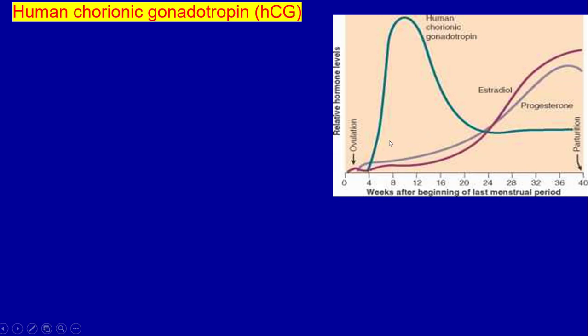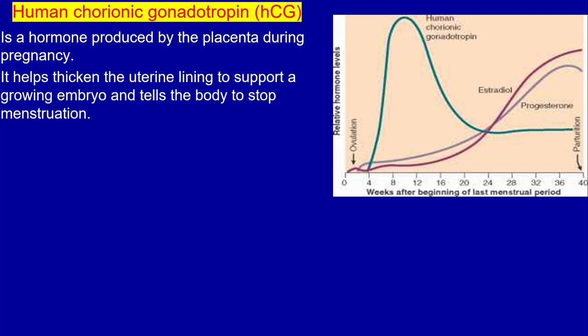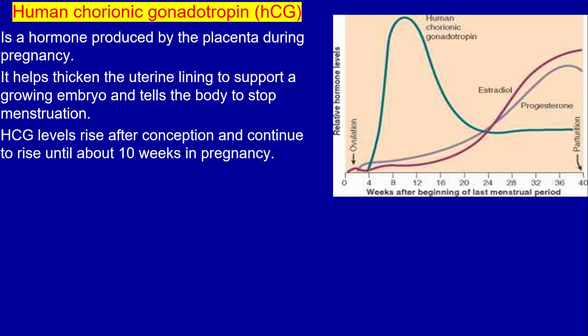Human chorionic gonadotropin hormone. Here is another hormone, human chorionic gonadotropin. This hormone is produced by the placenta during pregnancy. Normally it is not produced in the female body, it is produced in pregnancy by the placenta. The function of this hormone is twofold. On one hand, it causes thickness of the uterus for the support of the baby, and on the other hand, it prevents the menstrual cycle of the female.